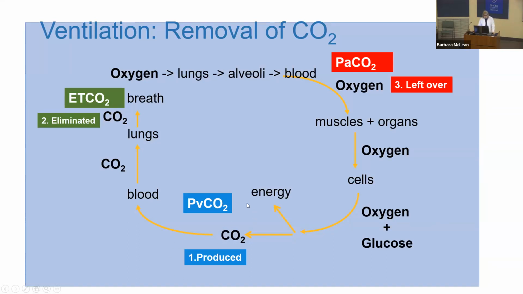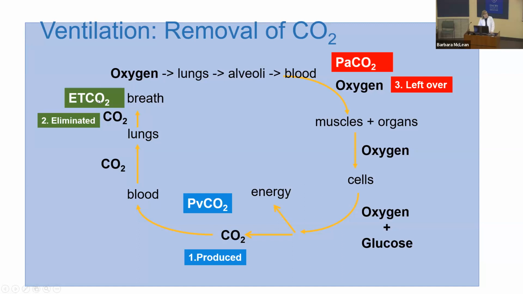That happens at the cellular level, and that gives rise to the measure PvCO2. Number one, how much CO2 are you producing? Number two, how much CO2 are you eliminating? ETCO2 is end-tidal, but I also want you to think about the E for elimination. End-tidal CO2 is the elimination of carbon dioxide through ventilation. Arterial CO2 is what's left over after you produced and eliminated. So when we're looking at a blood gas, we're looking at what's left over.